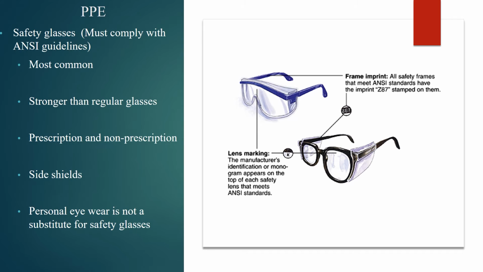Safety glasses are the most common form of eye protection. They are stronger than regular glasses, and some may have side shields and anti-glare protection. Safety glasses are available in prescription and non-prescription. Contact lenses are usually fine when worn with safety glasses, but they could be a problem in unexpected exposure situations involving fumes, mists, and dusts. Remember that personal eyeglasses are not a substitute for safety glasses.